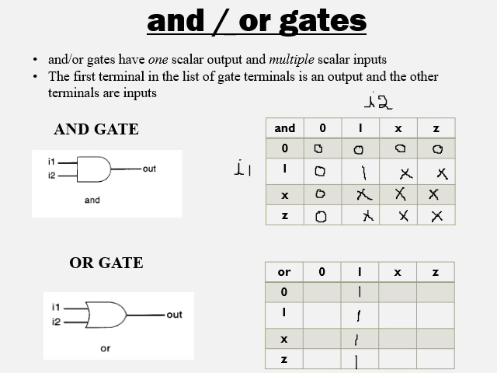So let me take this as I1 and this as I2. One of the inputs is 1, so this entire column will be 1. Similarly, when I1 is 1, the output will also be 1 irrespective of the value of the other input. 0 or 0 is 0, 0 or x is x, 0 or z is x, x or 0 is x, x or x is x, and z or 0 is x. So if you recall the strength levels, high impedance is the weakest signal.